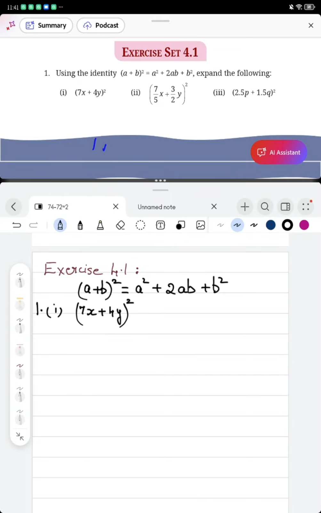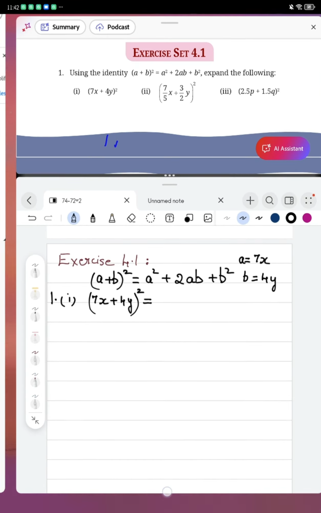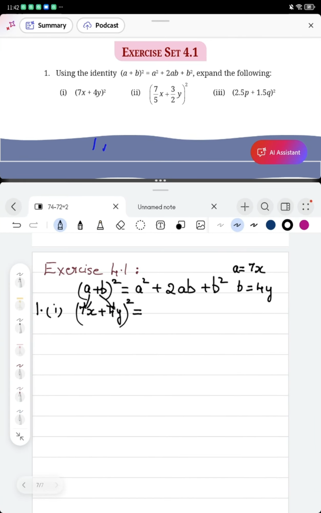So applying this identity, what is our a? Let us write a is equal to 7x and b is equal to 4y. A is this and then b is 4y. Okay, so now in place of a we will put (7x) whole square plus 2, a is 7x, b is 4y, plus b square, (4y) whole square. So what will be our answer?